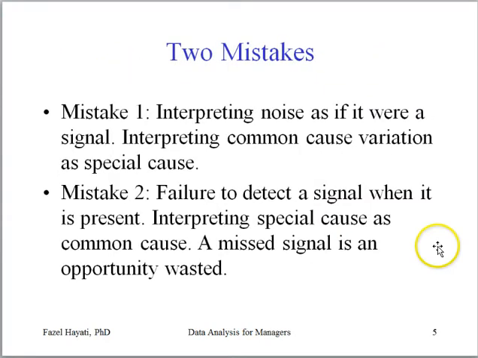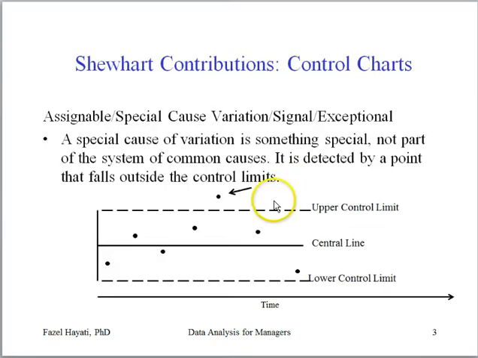Mistake 2 is the failure to detect a signal when it is present, interpreting a special cause as common cause. A missed signal is an opportunity wasted. That is a reference to this point. To treat this point as common cause variation, in other words, to treat that as though it's one of these points, is an opportunity missed.